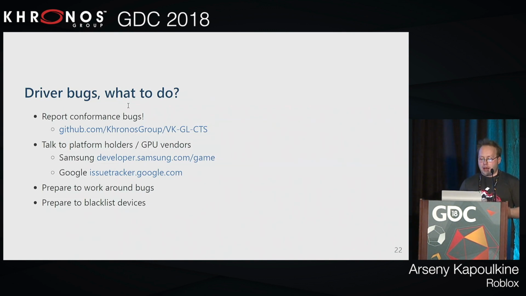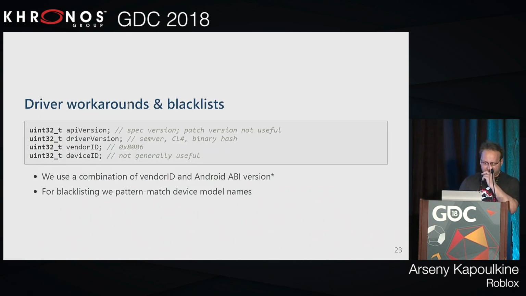So this is great. You have seen the Android stats. The Android stats mean you have to work around bugs. You can't just say, oh, the future driver will fix the problem. So how do you do that? How do you find out if the driver has a bug? These are the 4 things that the driver tells you right now. The API version we didn't find to be useful, or rather, if it's less than 1.0, do not try Vulkan. It's just pointless. If it's greater than 1.0, it doesn't really matter.